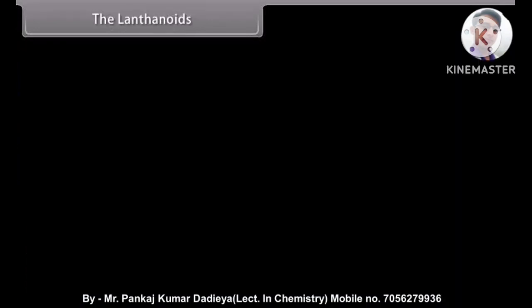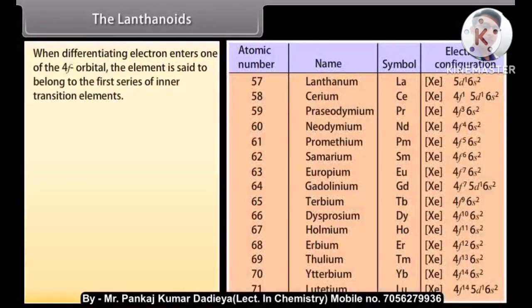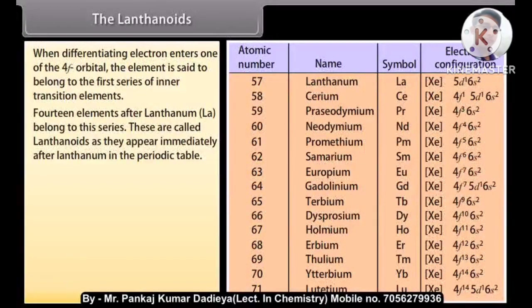The lanthanoids. When the differentiating electron enters one of the 4f orbitals, the element is said to belong to the first series of inner transition elements. 14 elements after lanthanum belong to this series. These are called lanthanoids as they appear immediately after lanthanum in the periodic table.